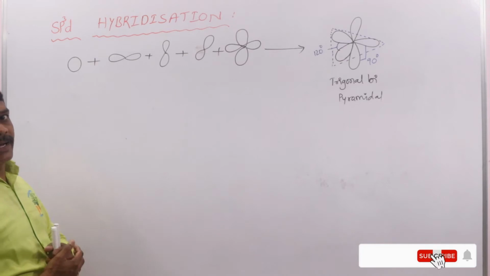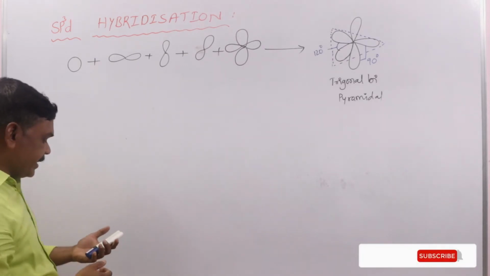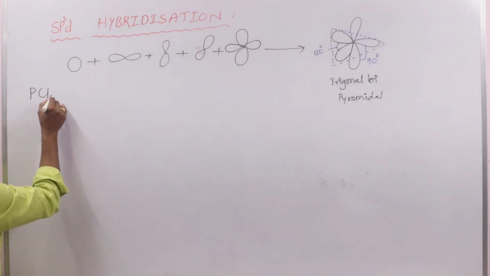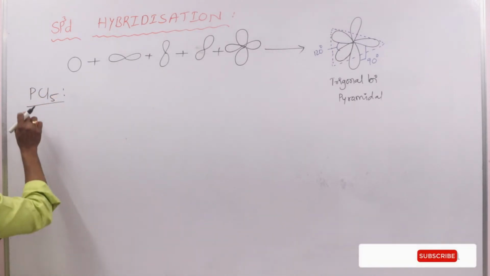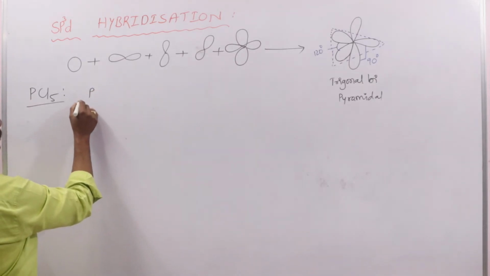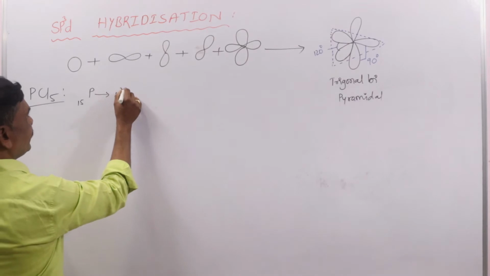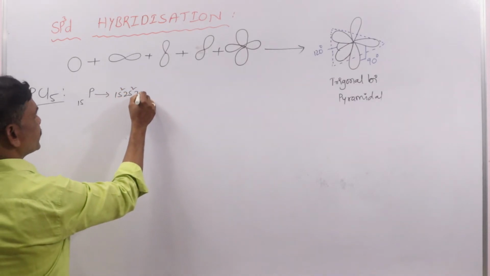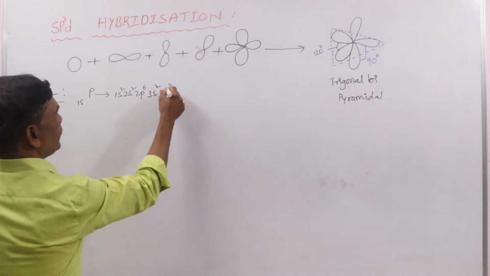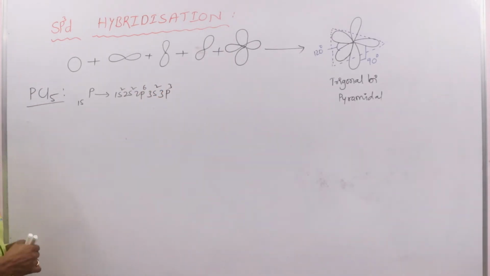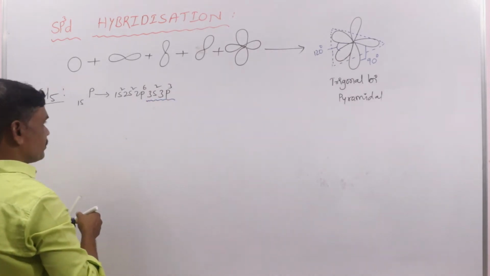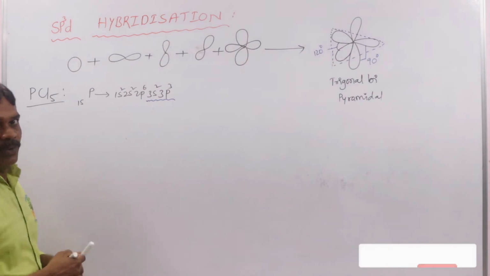PCl5, phosphorus pentachloride. In this, the central element is phosphorus, atomic number 15, electronic configuration 1s2, 2s2, 2p6, 3s2, 3p3. Now 3s2, 3p3 is the outermost electronic configuration.